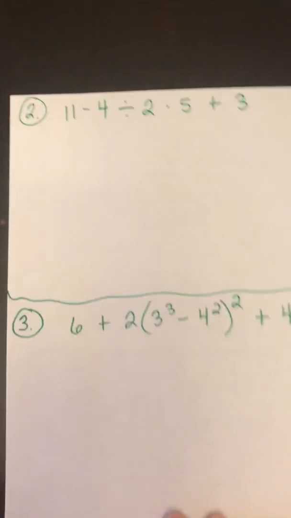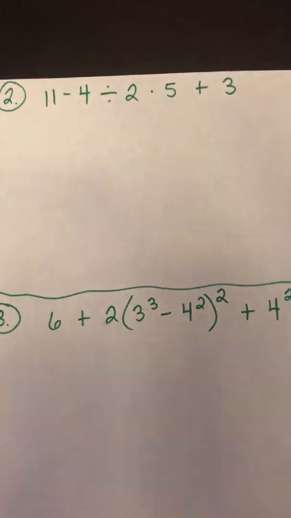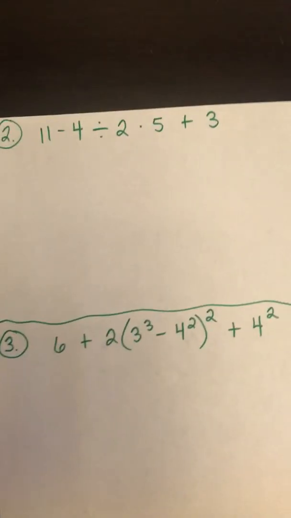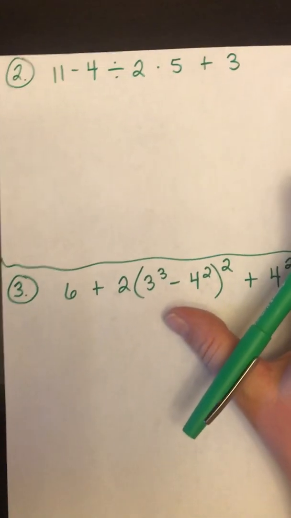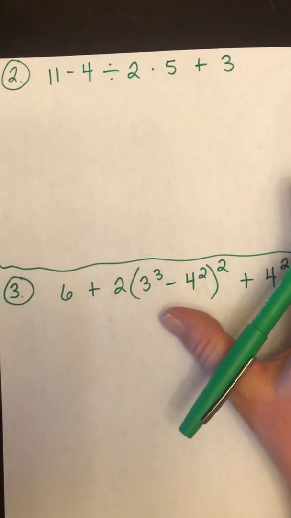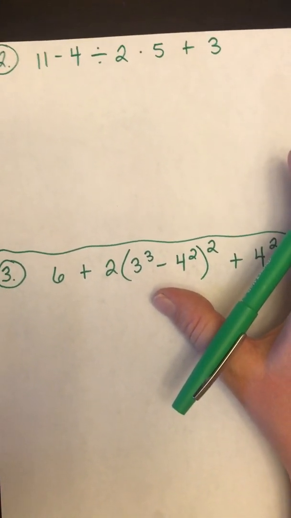So hopefully you have that written down. I'm gonna pull out my other sheet here to do the last two problems. All right, so number 2, 11 minus 4 divided by 2 times 5 plus 3. Okay, I'm going to go down the checklist. I don't see any parentheses.